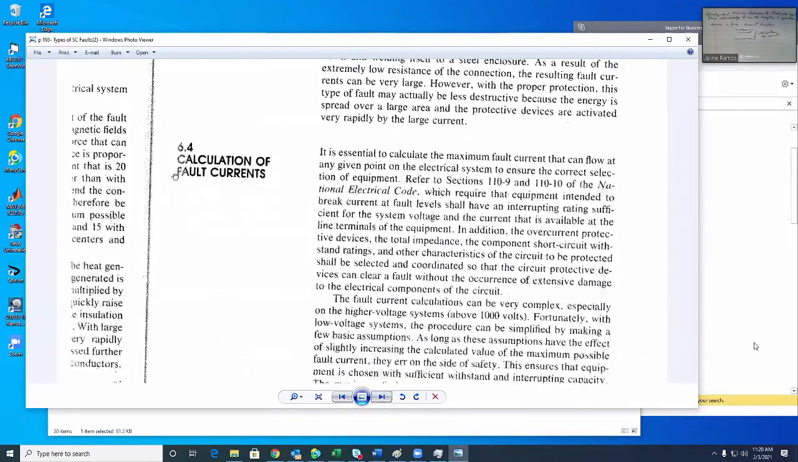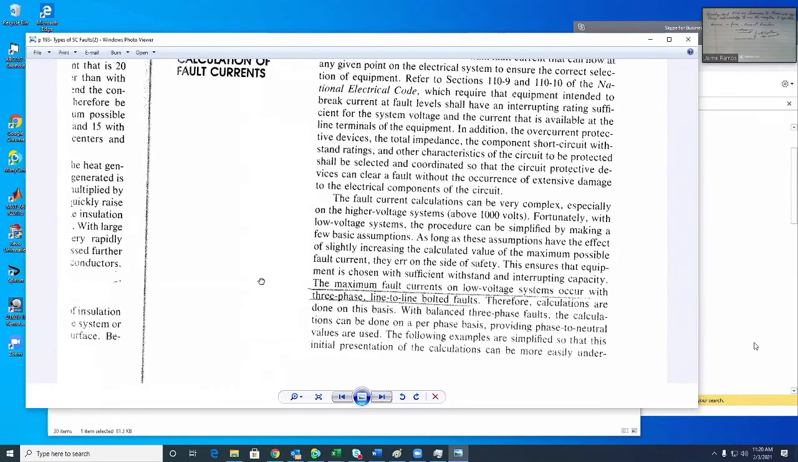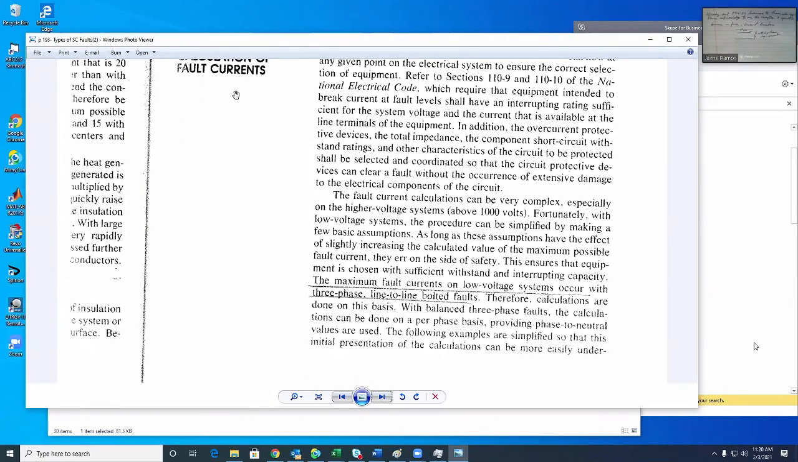Then here is the calculation of fault currents. There are many different situations for faults. There can be phase to ground, or a two-line fault, or three lines, or two lines shorted, or two lines to ground, different conditions. But it says that the maximum fault current occurs with the voltage fault in the line to line. So that's the worst case scenario, okay?